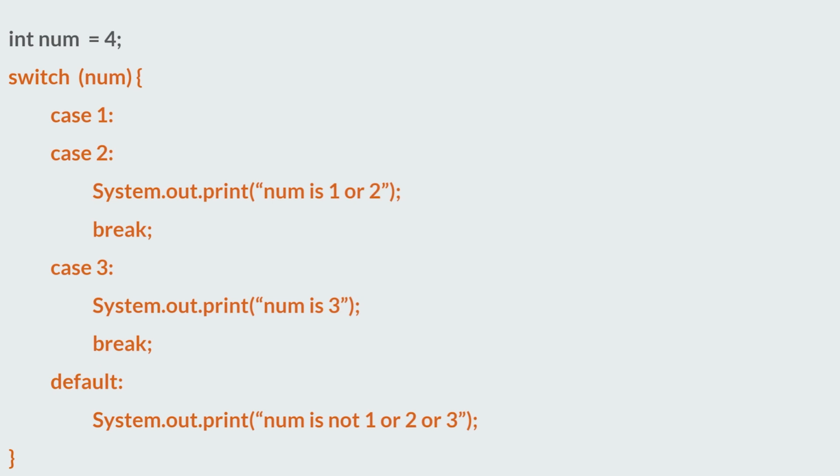You don't need a break for this because it's the end of the switch statement anyway, so it's going to break out by default. In this case, the output is going to be num is not 1 or 2 or 3 because at the top you can see it's declared int num equals 4.